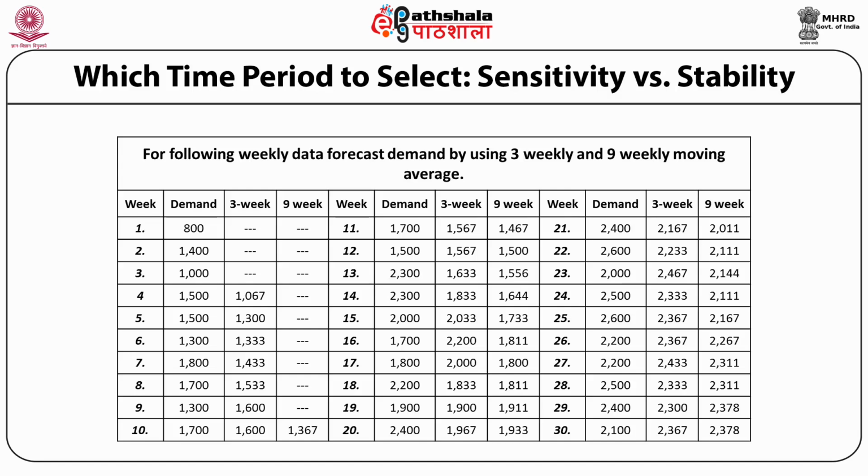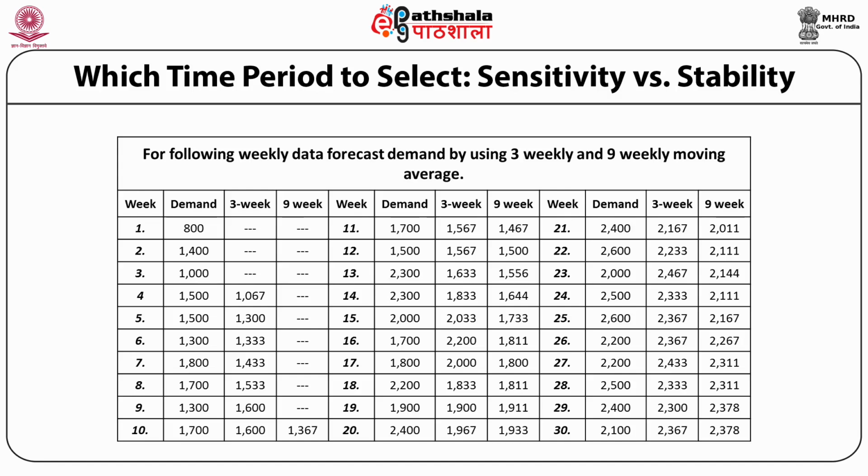Whether we should select a smaller time period like 3 weekly or should we select a longer time period, that is 9 weekly. The data indicates demand or actual demand for 30 weeks. For instance, the first week demand is 800 units, for second week demand for 1400 units, and so forth. We have collected data for 30 weeks. The forecasting has been done by using simple moving average by taking two time periods. Firstly, time period of 3 week has been taken, and secondly, a time period of 9 week has been taken.